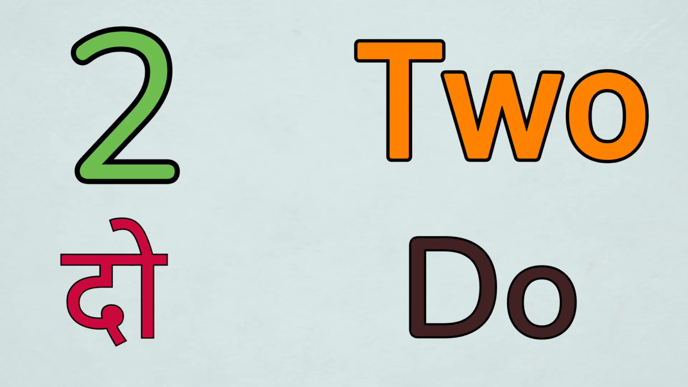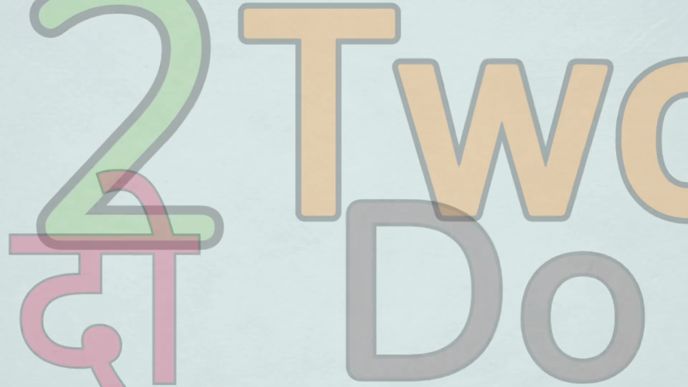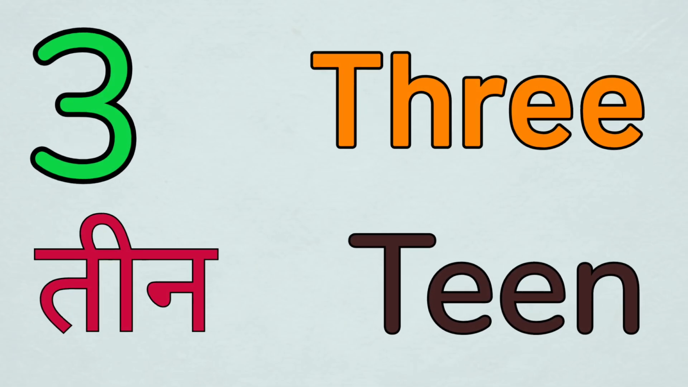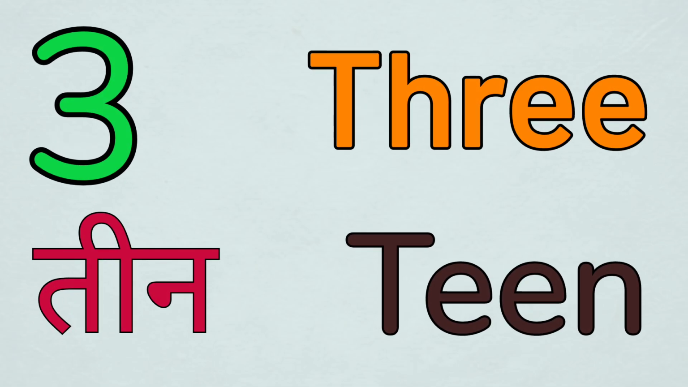2. Do. Children, in English this is two. In Hindi this is do. Say it again. Two, do. 3. Teen. Children, in English this is three. In Hindi this is teen. 3, teen.